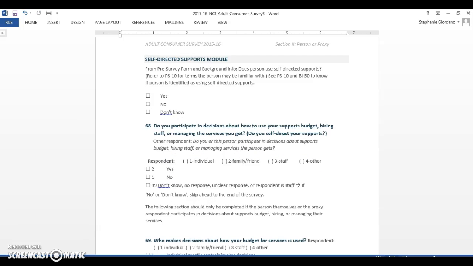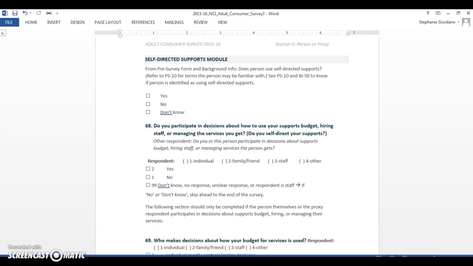The last part of section 2 is our self-directed supports module. Again, this is slightly different from previous years as we're capturing anybody who is using self-directed or participant-directed supports, not just those who are on a waiver. You can find out this information from pre-survey question 10 as well as the background information question. It's actually BI 51 to find out this information. But you would go ahead and ask whether the person is using self-directed supports.